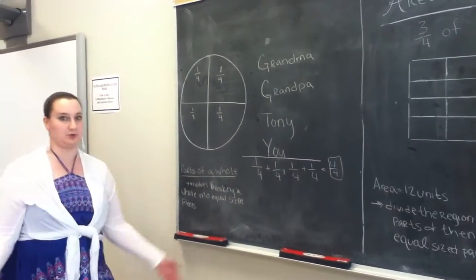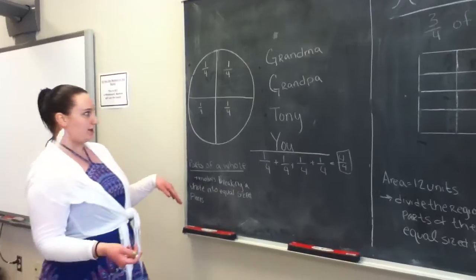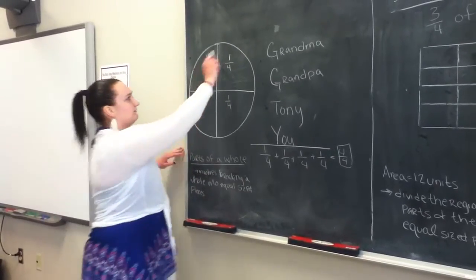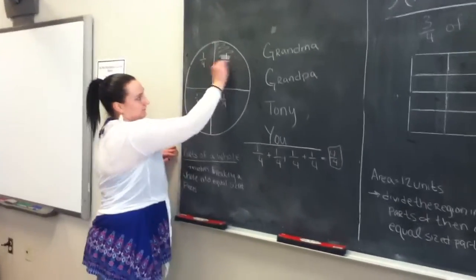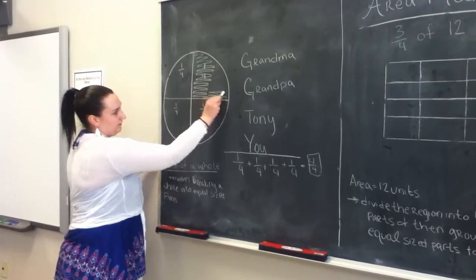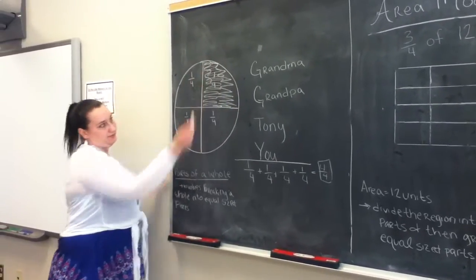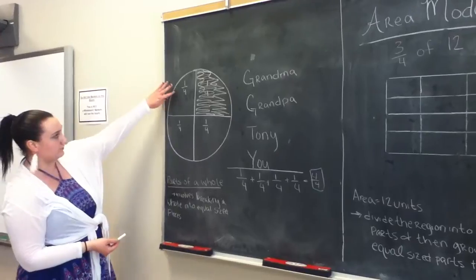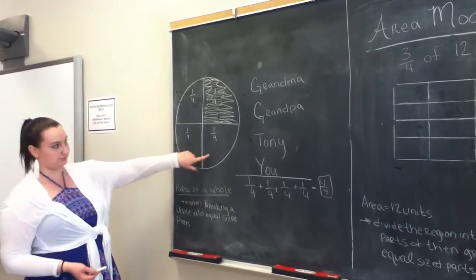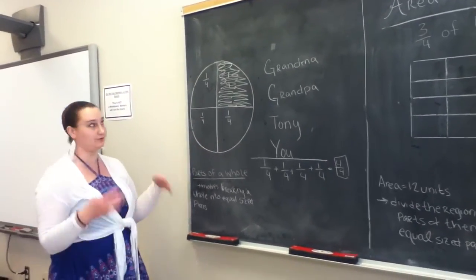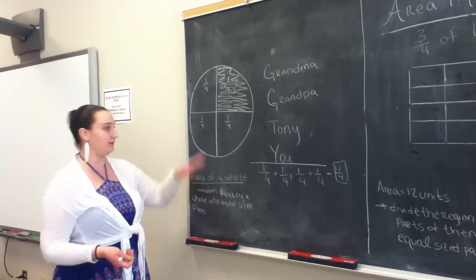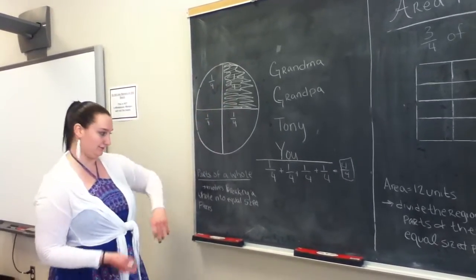So let's say Tony gets really hungry and comes into the kitchen and eats this slice right here. And you want to know how many slices are left. Well, you have 1/4 plus 1/4 plus 1/4 is 3/4. The 3 out of 4 slices of pizza are left if Tony ate 1 slice.